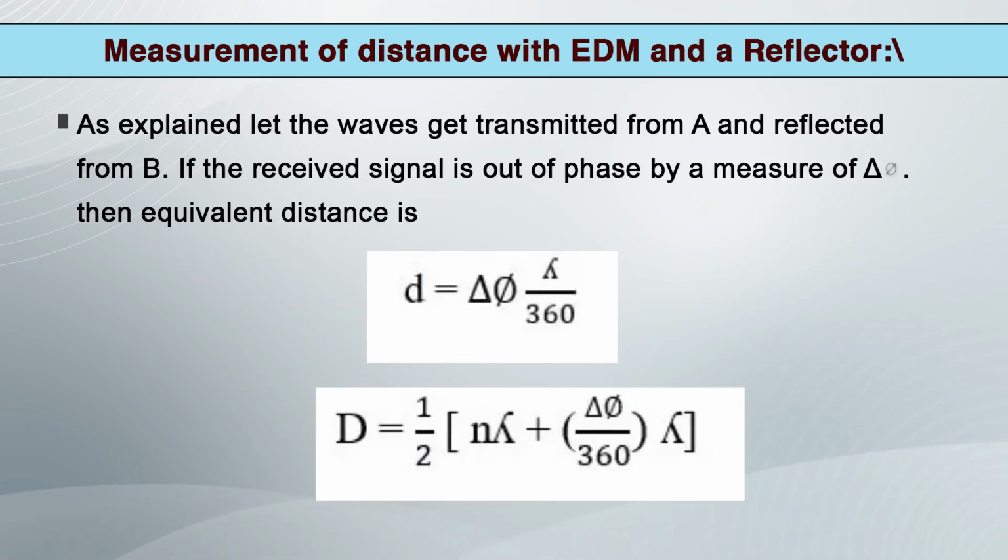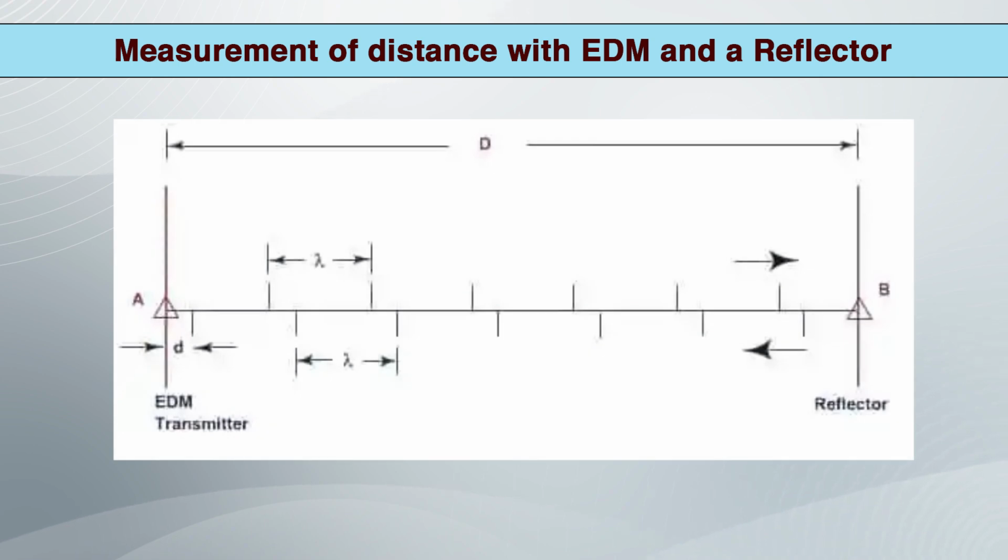Measurement of distance with EDM and reflector. As explained, let the wave get transmitted from A and reflected from B. If the received signal is out of phase by a measure of del phi, then the equivalent distance small d is equal to del phi upon 360 degrees. Thus, the distance is calculated from the equation shown below. D is equal to half of n into lambda plus del phi upon 360 degrees multiplied by the wavelength lambda, where n is the integral number of wavelengths. And this figure shows how the wave travels and is reflected back.